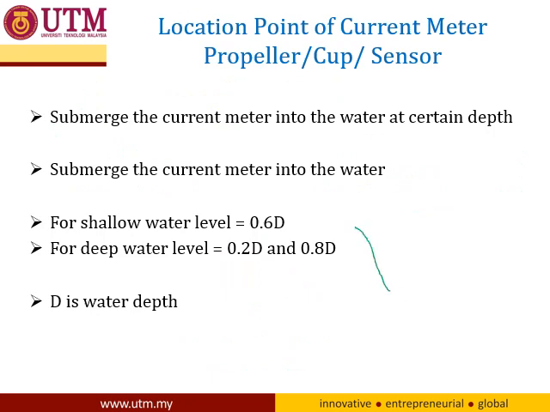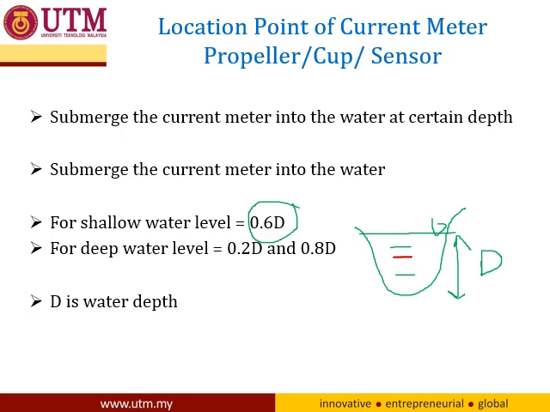Okay, this is the river cross section and this is the water depth. If the depth is deep, you may differentiate the velocity, because the velocity is related to the depth of water. If the water is shallow, you may just take the 0.6 d, where d is the river depth. Just one reading you may use for shallow depth. Let's say this red color is for shallow water level 0.6D.